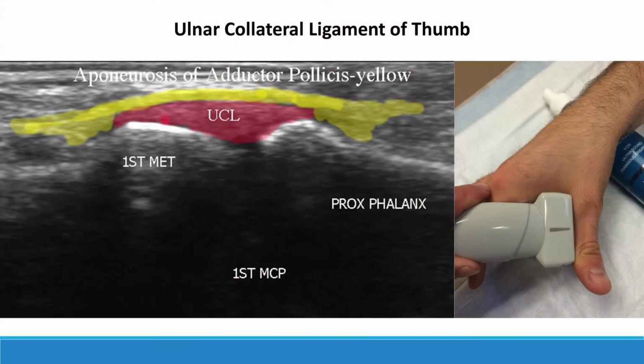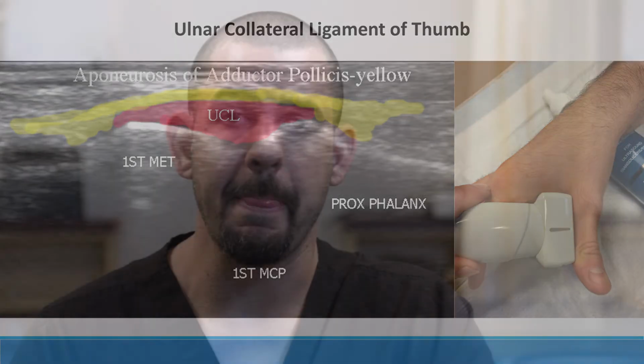A separate exam, I'll also go over the ulnar collateral ligament of the thumb, looking for a Stener lesion, and how to separate out a full Stener lesion versus an isolated ligament tear or sprain. And again, the beauty of the ultrasound is being able to perform that exam dynamically.